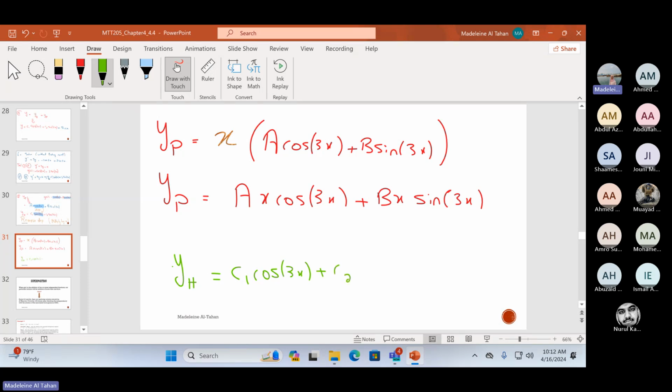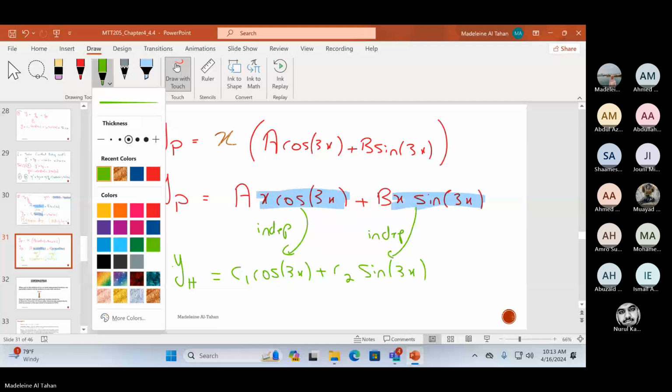Write again your YH. Compare them. Is it dependent? No. Why? Because here we don't have cosine 3x alone. We have x cosine 3x and x sine 3x. So is this one accepted? Yes. It's accepted. So this is our YP.